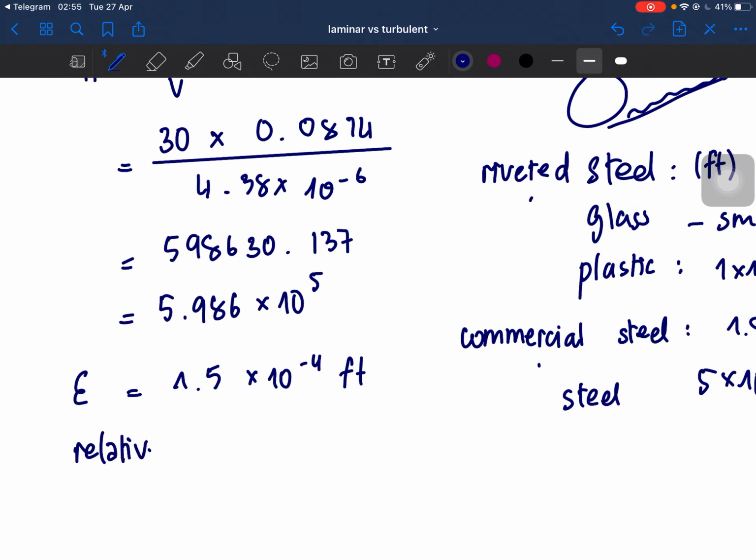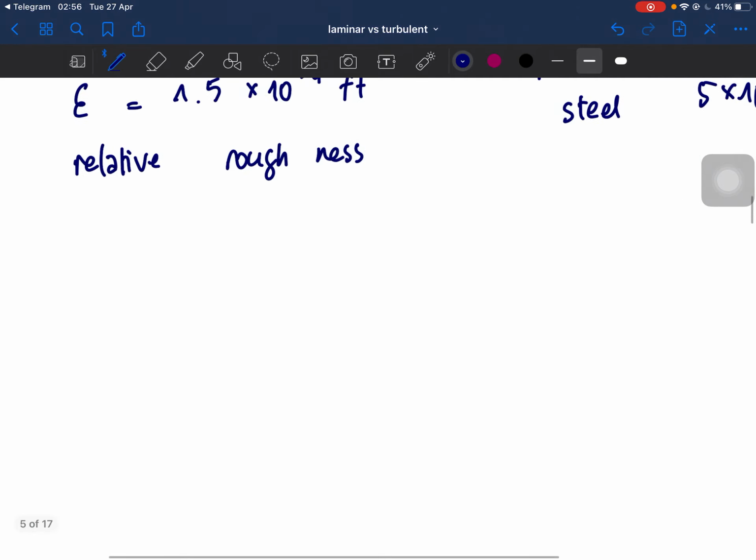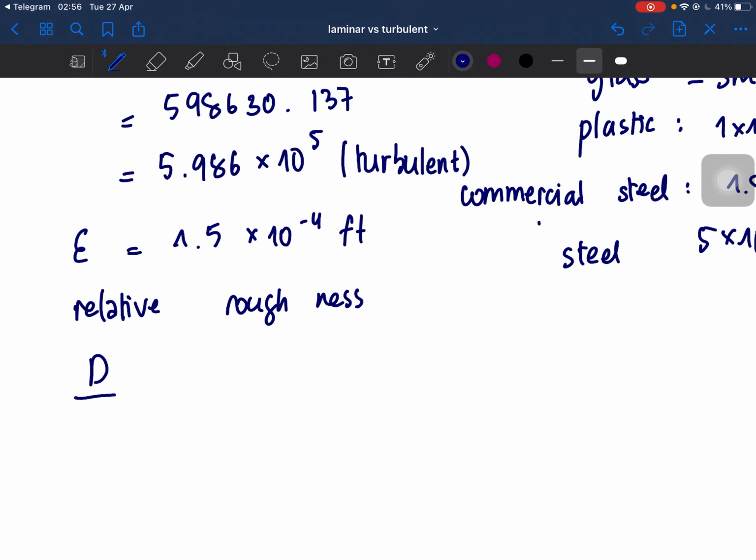Relative roughness. Okay, so we can write this one, turbulent. Relative roughness is equal to D over the roughness. D, we have 0.0874 over this one, which is 1.5 times 10 to the minus 4 feet. Also, everything here is in feet, so we can just calculate it without any further conversion.